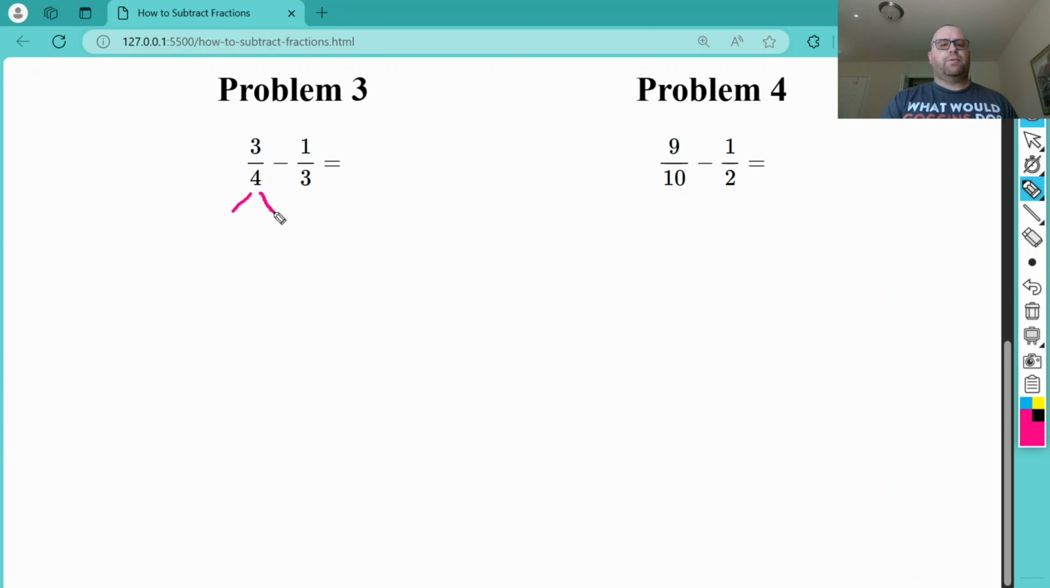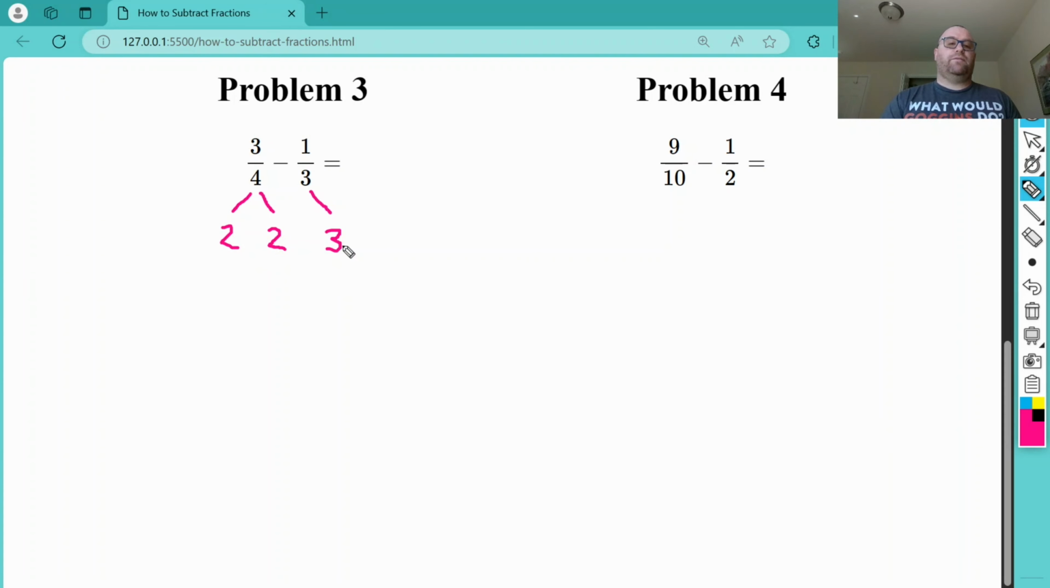4, if I do my prime factorization, that's 2 times 2. 3 has a prime factor of 3. So essentially, to get the denominator we want, we have to do 2 times 2 times 3. That gives me 12. So we want a denominator of 12.